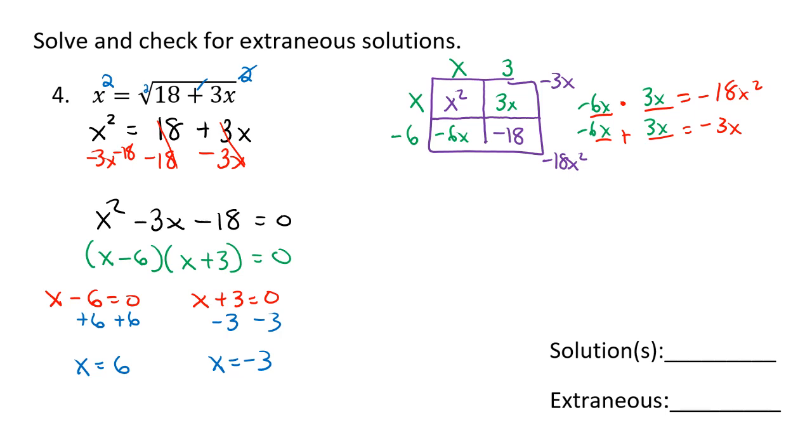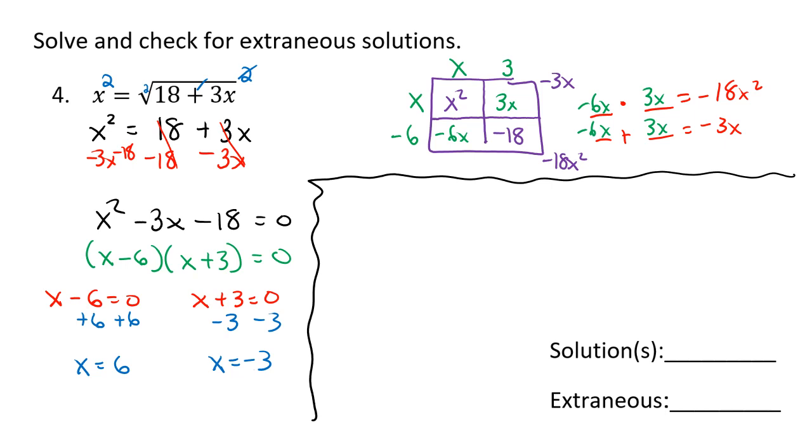But we are not done. These two could both be solutions. They could both be extraneous. Or only one could be a solution and one be an extraneous. We don't know until we check. So to check, we're going to take the 6. We're going to do that one first. We're going to plug it into the original equation. And we're going to see if the left and right side is the same.